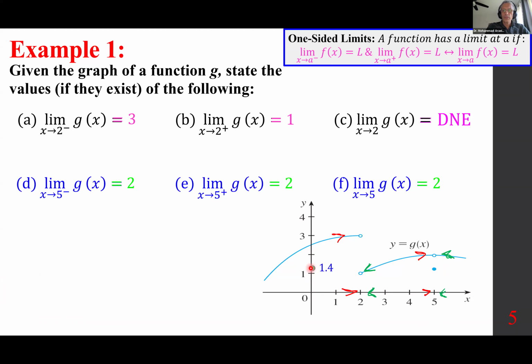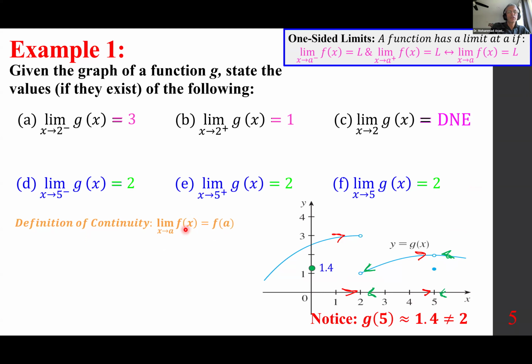Now this dot corresponds to this point, so we need to understand the following. g of 5 means the functional value precisely at 5. The limit doesn't look at that point, but rather close to that point. The function looks at precisely that point. Let's assume this is about 1.4, which is not equal to the limit and makes it discontinuous. Definition of continuity: the limit of f of x as x approaches a equals f of a, which makes it continuous at x equals a.